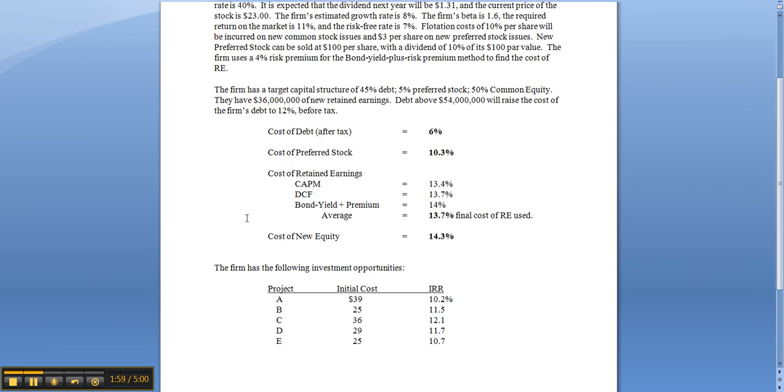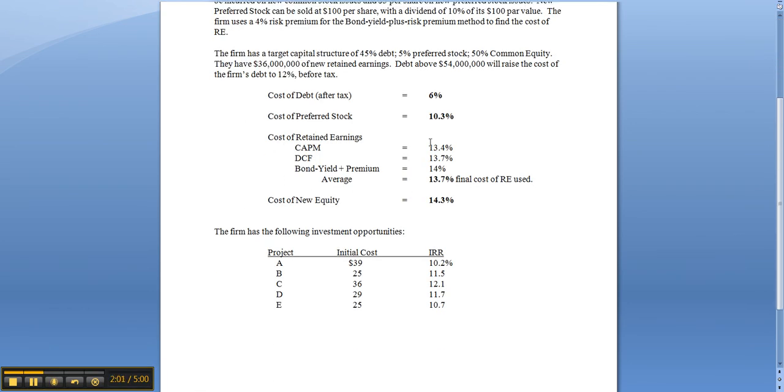For cost of retained earnings, there's no out-of-pocket cost really, so these are all opportunity costs. For the CAPM method, you would just use the SML equation or CAPM equation, plug the numbers in. And back when we did the CAPM, that gave you the required rate of return on equity. Now we're just doing the flip side of that, and the required rate of return for an investor is the same as the cost for the company.